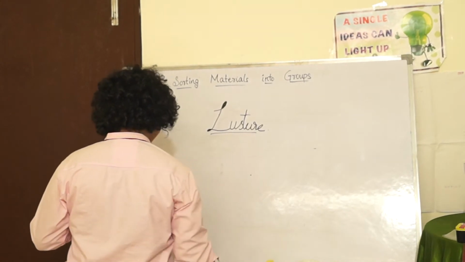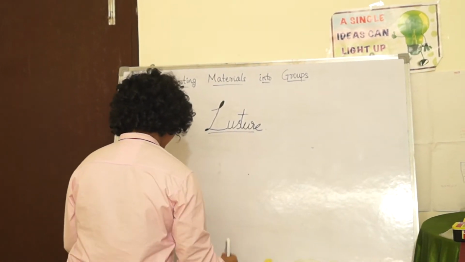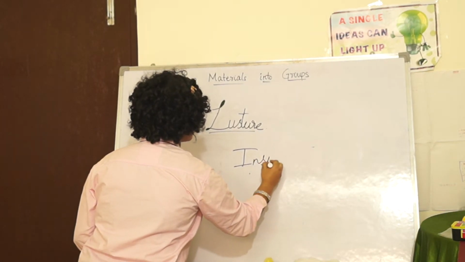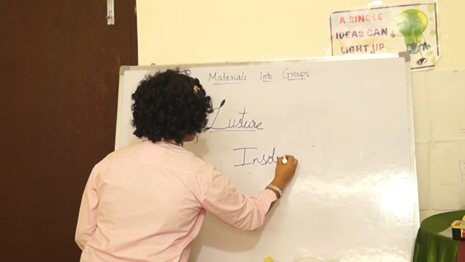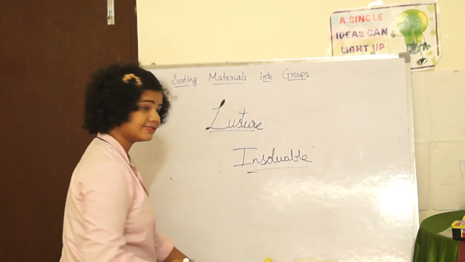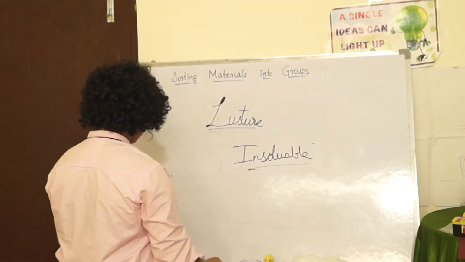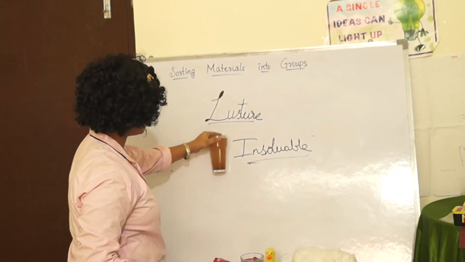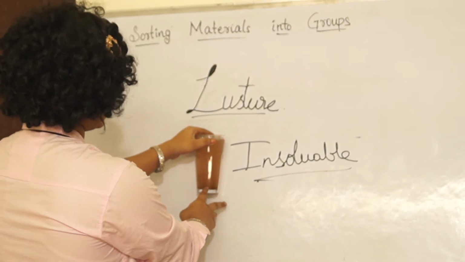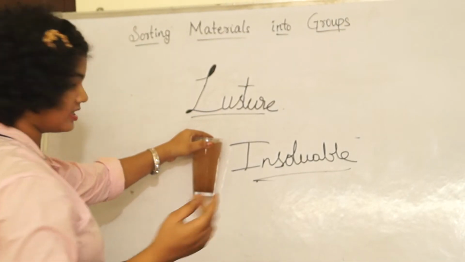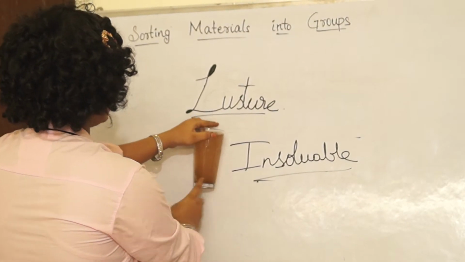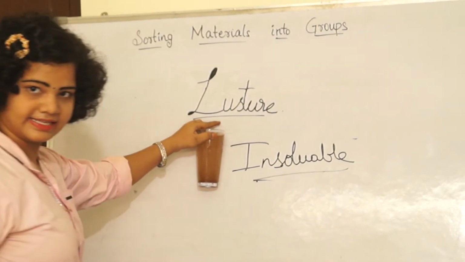So let us write here: insoluble substance. See here, the sawdust is not getting mixed, but the pieces of sawdust remained down. So this sawdust is an insoluble substance.